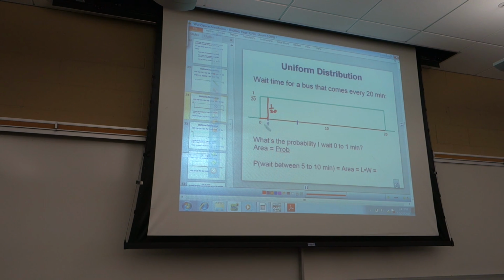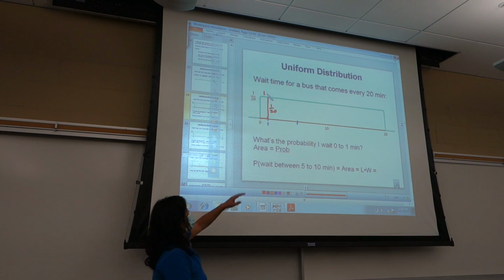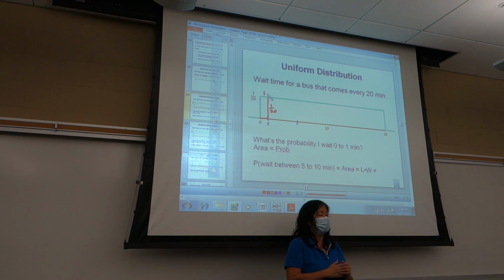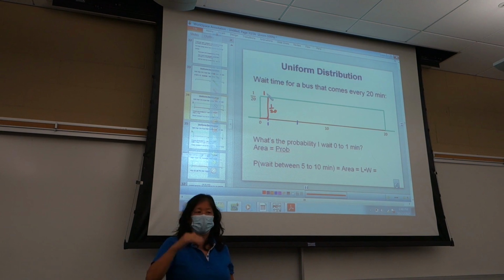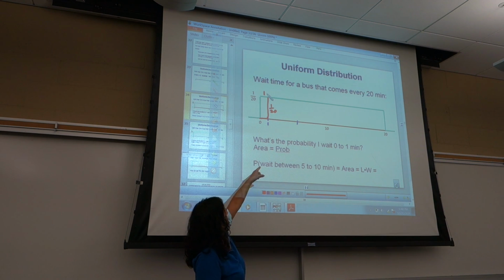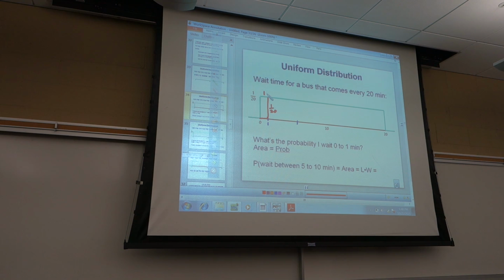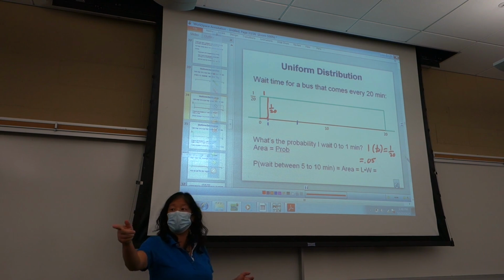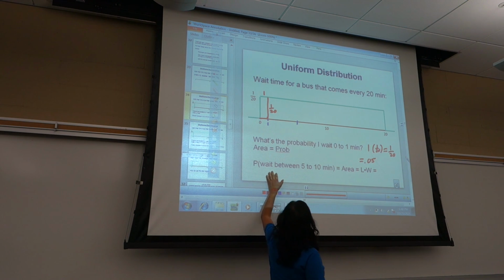What's the width from 0 to 1? 1. Okay, what's the area of a rectangle? Width times length. In this case, width times height. Is everyone with me? So what's the area of this rectangle? 1 over 20. Yep. It's 1 times 1 over 20, which is 1 over 20, or 0.05, right, or 5%. What's the total area underneath the curve? 1 or 100%. Good.